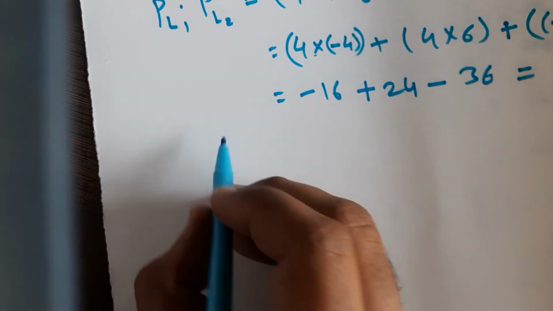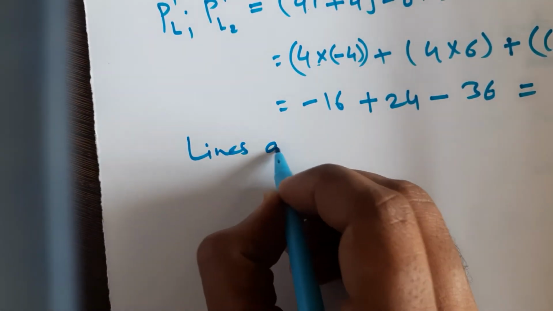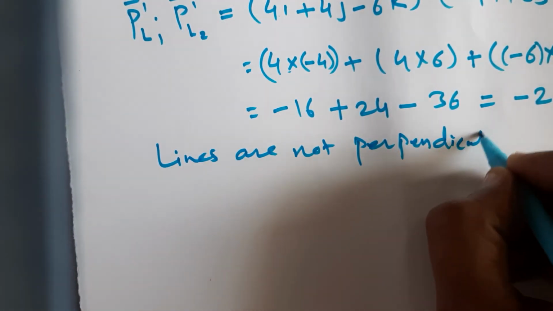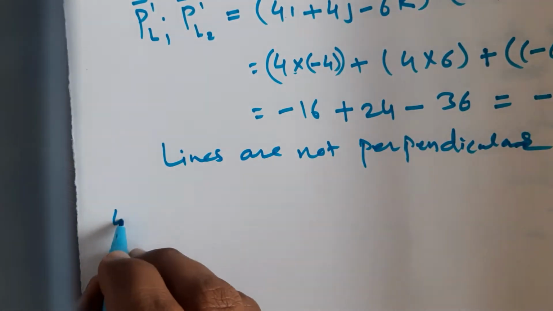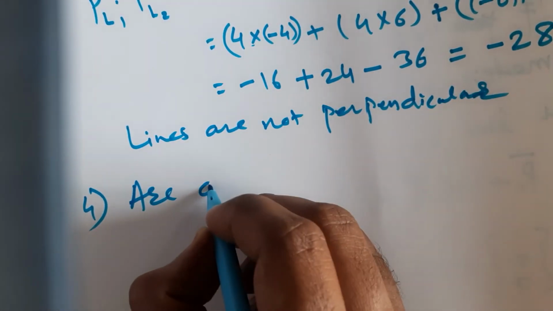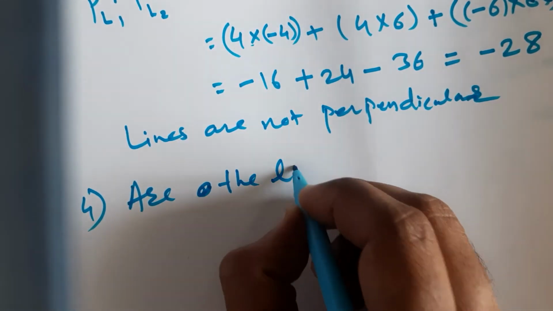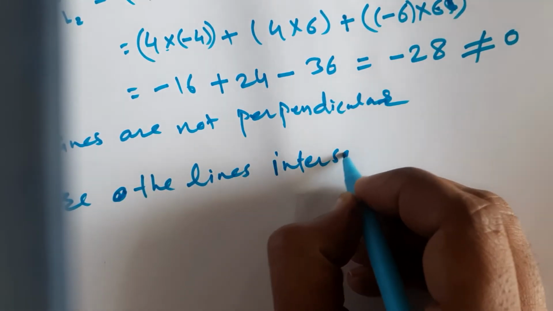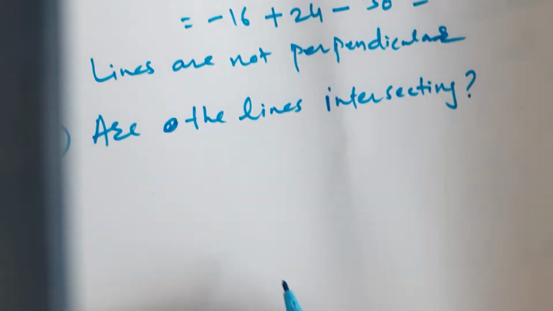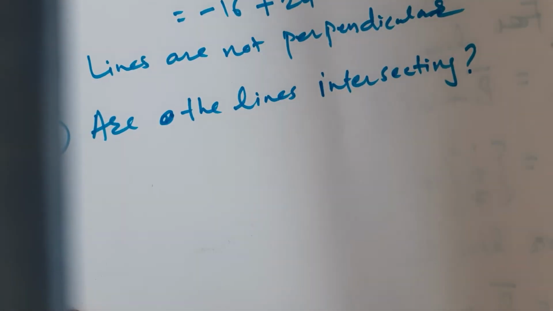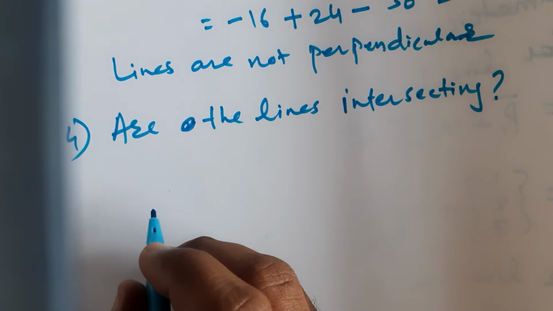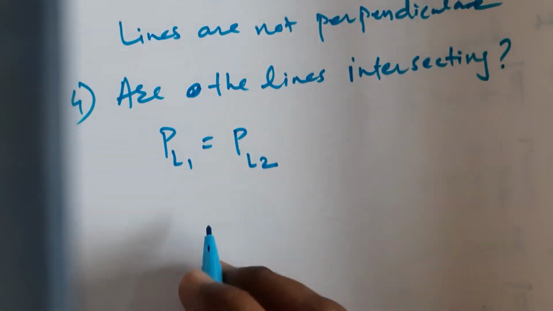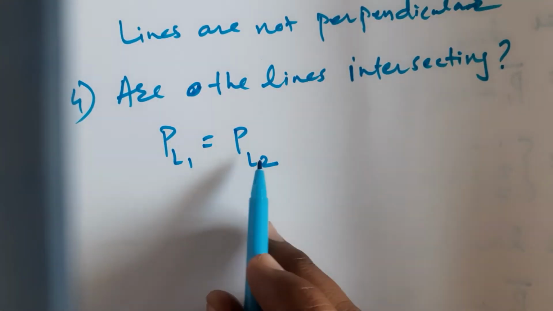Number 4, are the lines intersecting? Okay, now we have to check whether the lines are intersecting or not. So here the condition is, if the lines are intersecting, then at the point of intersection PL1 should be equal to PL2. Okay, so at the point of intersection, the equations of both the lines should be equal.